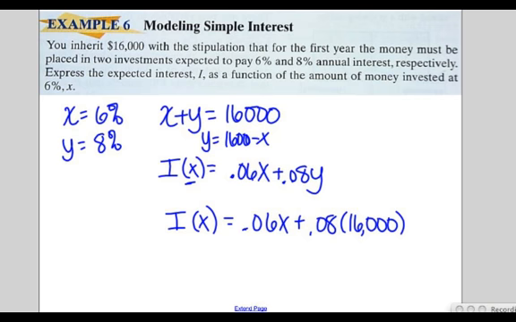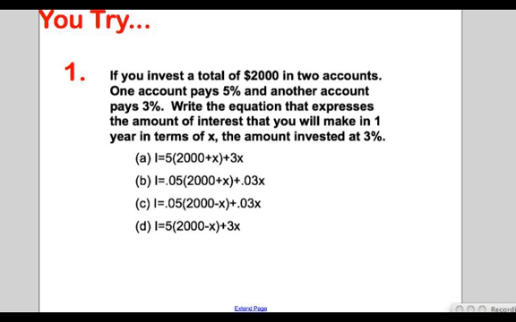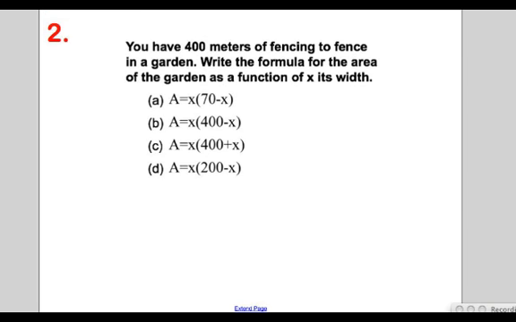I'm going to give you two questions to try. And I want you to bring these with you to class tomorrow. Here's number 1 and number 2.